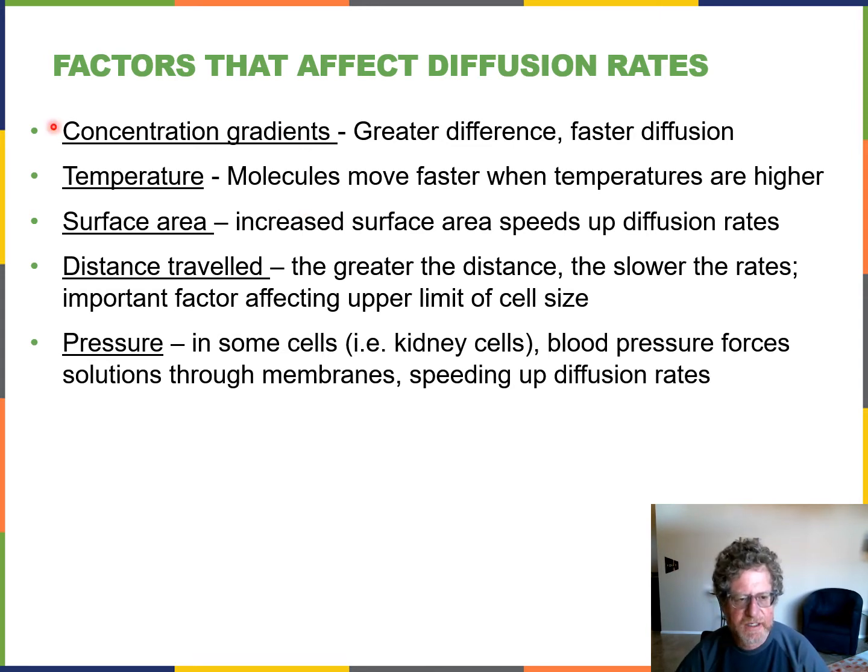The biggest factor that's going to affect diffusion rate is the concentration gradient. Molecules are going to move from where there are more of them to where there are fewer of them. Temperature will also affect it. Molecules move faster at higher temperatures. The more surface area to diffuse across, the greater the rate of diffusion. The greater the distance, the slower the rate of diffusion. And sometimes there's pressure involved, like in kidney cells, where blood pressure will force diffusion rates to increase.